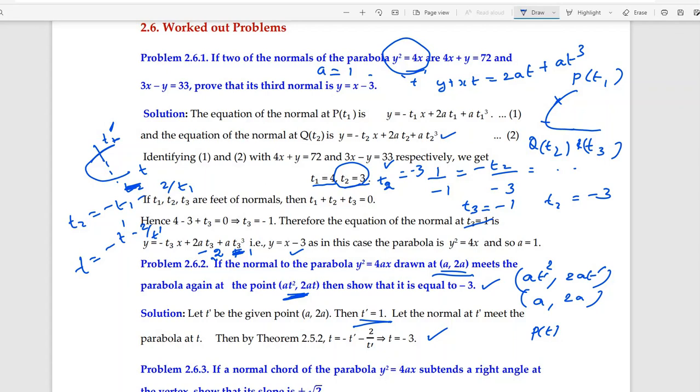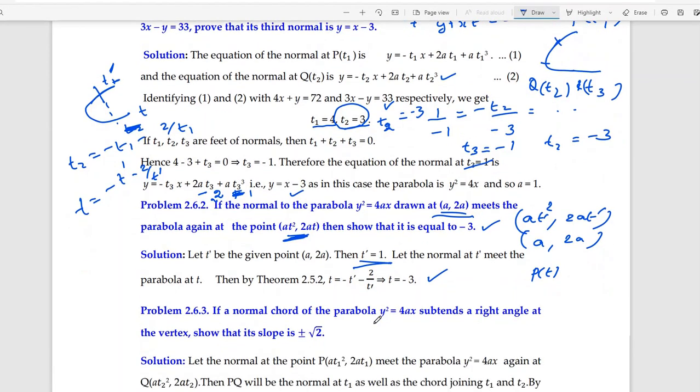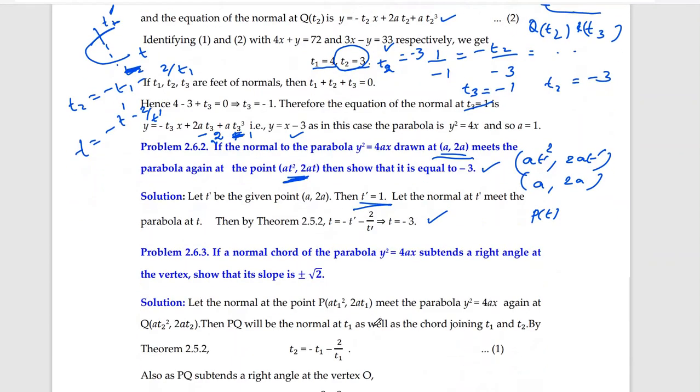So here that parameter is taking the value minus 3. Now the third one: if a normal chord of the parabola y square equal to 4x subtends a right angle at the vertex, show that its slope is plus or minus root 2.